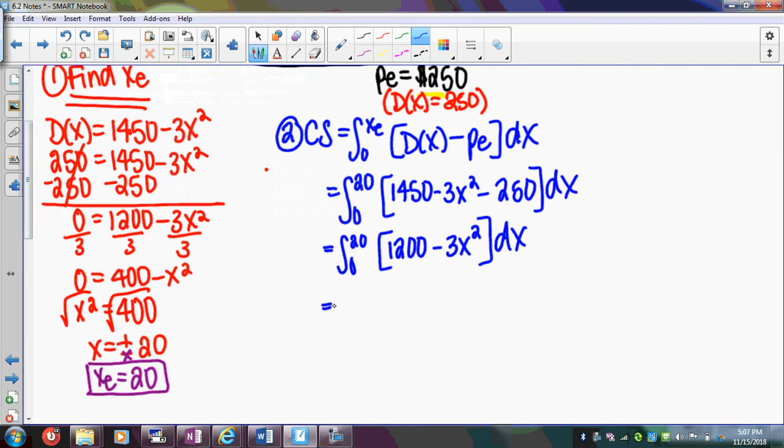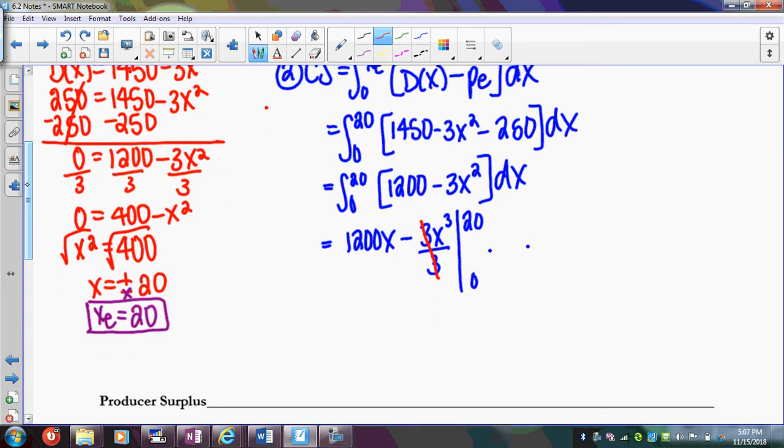So I have 1200x minus 3x to the third over 3. And then we're going to just keep our bounds at the end. And before I plug in, though, if I can simplify this, which I can just divide the 3, so that 3 divided by 3 is just 1, so it makes it a little bit easier. So now I can go ahead and plug in.